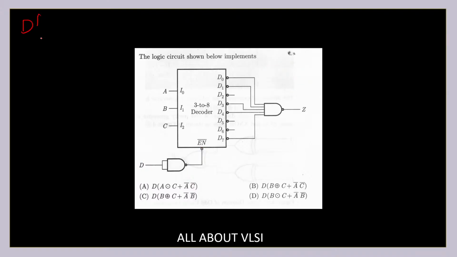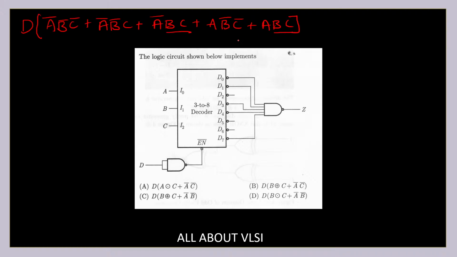So I have D into A0 A bar B bar C bar plus 1 A bar B bar C plus 3. 3 is A bar B C plus 4. Okay, I have 4 also. 3 and 4. Okay. A B bar C bar plus 7 ABC. I need to look for the common terms over here. BC is coming. And B bar C bar, B bar C bar over here.